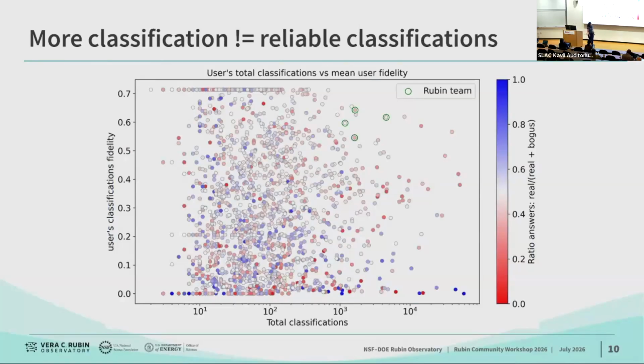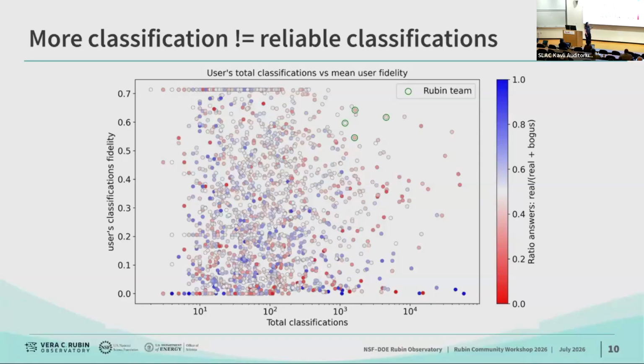The horizontal axis is the total classifications, and the vertical is a metric that we use to measure how reliable the user's classifications are. The color indicates the ratio of the number of times they click real over the total classifications. And in green, I'm showing just for reference where the Rubin team is in that plot. That includes me, Eric, Federica.